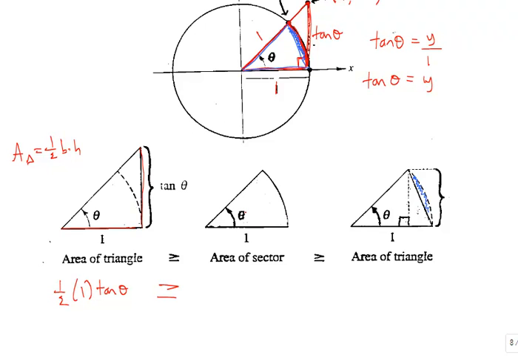Now that area has to be bigger than the area of the sector, that little pie wedge. Well, what's the formula for area of a sector? This is again something that you would learn in trigonometry. It's 1/2 the radius squared times theta. So in our problem, this would be 1/2. The radius is 1 because we're on a unit circle, and our theta would just be theta.